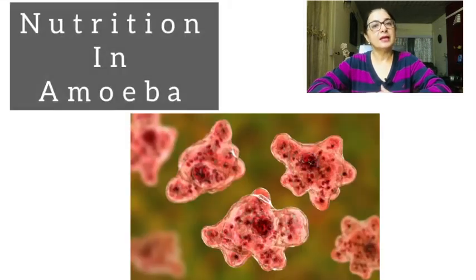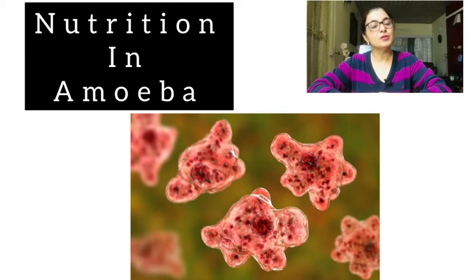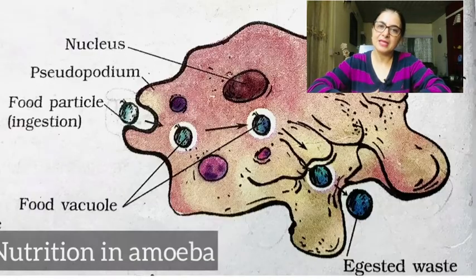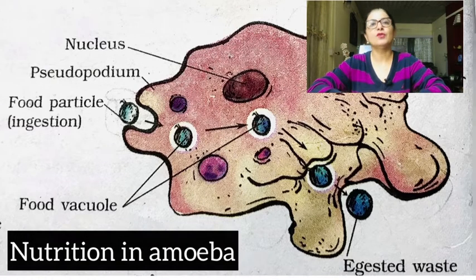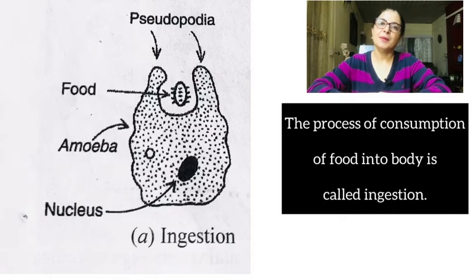Now there is another kind of nutrition which we all need to study, that is the nutrition in case of the unicellular organisms. And the best example of nutrition if we want to study in the case of the unicellular organisms is the amoeba.